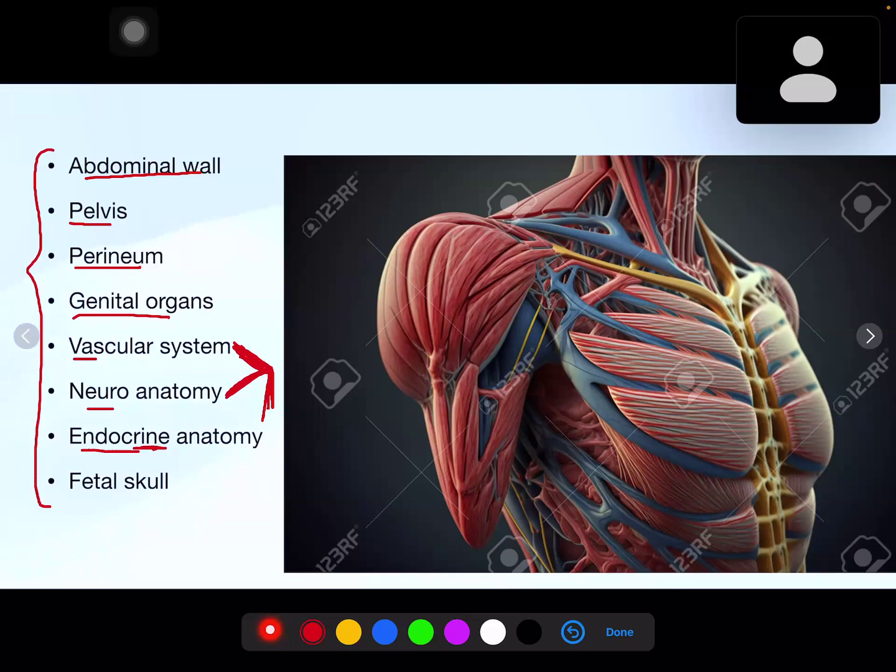These topics are actually small topics. And then the fetal skull, it's a very important topic for obstetrics and gynecology.